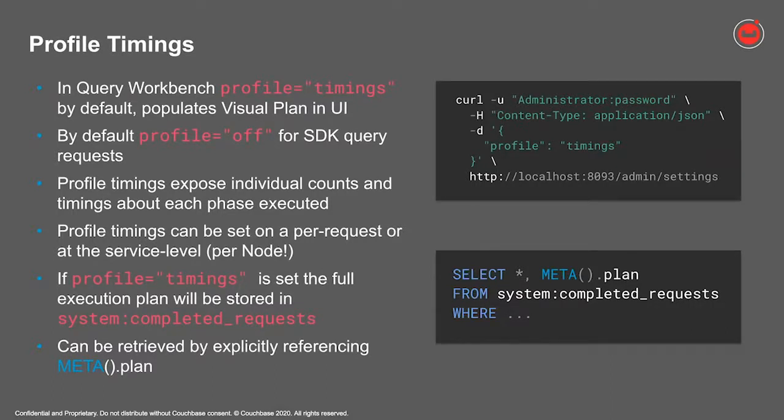And when we query something like system completed requests, if a query that came in with profile set to timings, we would actually take that full execution plan, all the timings, all the counts, and we would store that in system completed requests. Now, enabling profile timings does not have an impact on performance, as for every query in system active requests, meta.plan is always available. The impact will really come from resource consumption, memory consumption for having to store that plan for each query. So something useful, but use that with caution.